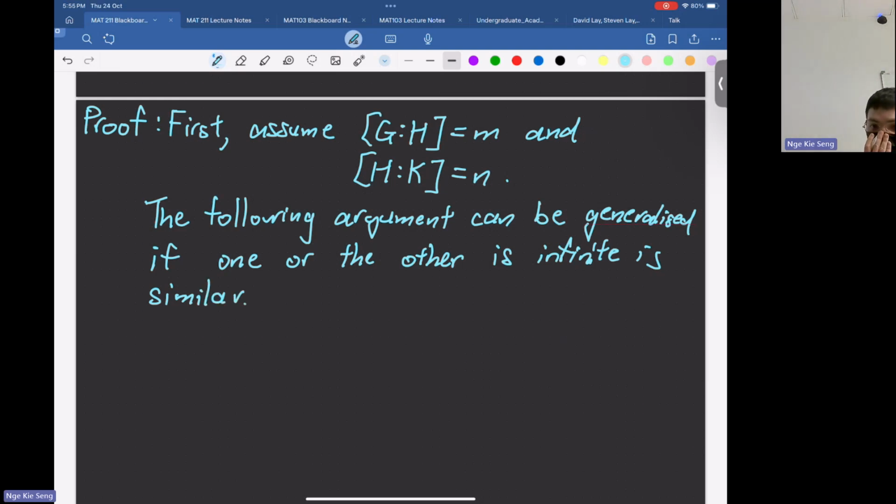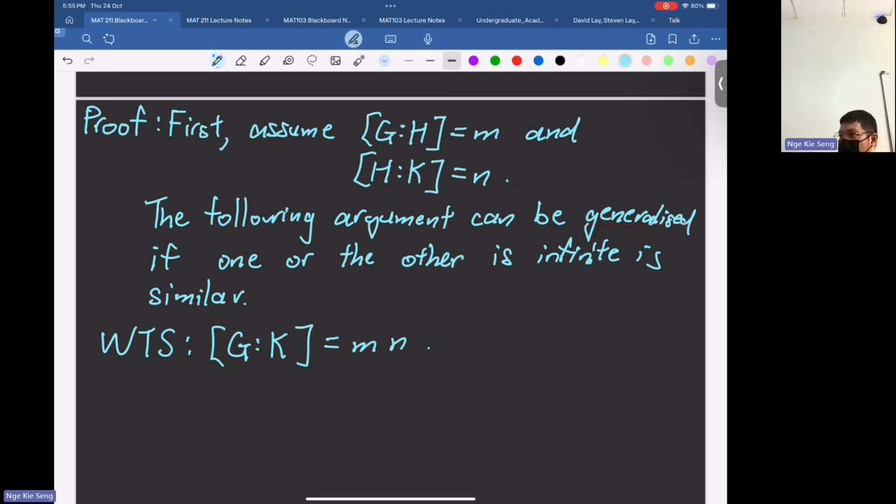So, how do we do this? What's our goal here? If we assume that the index of H is M and the index of K is N, we want to show that the index of K in G is M times N. This is what we want to show. So what do we do first? Like what I told you, for an algebraic proof, spell out what you have. Just spell it out.